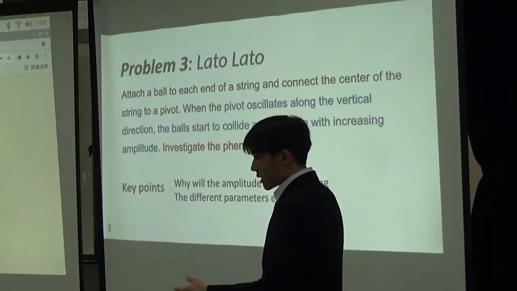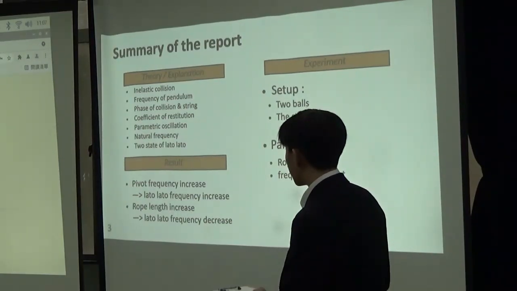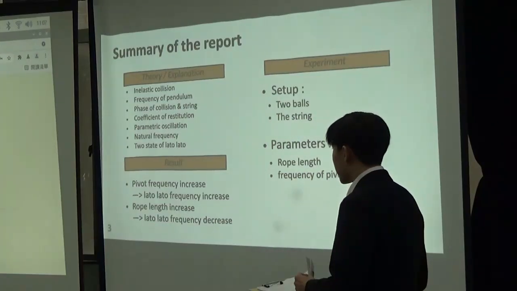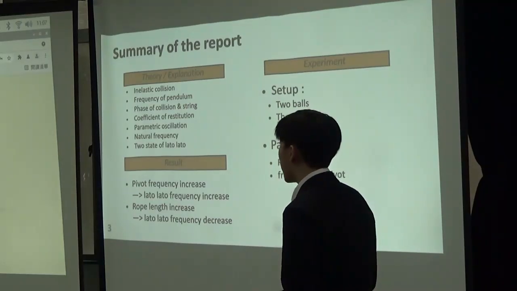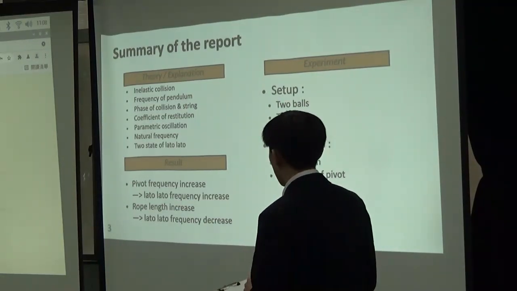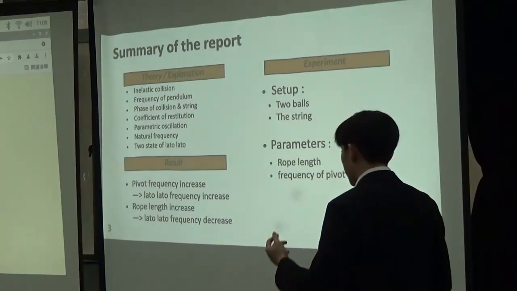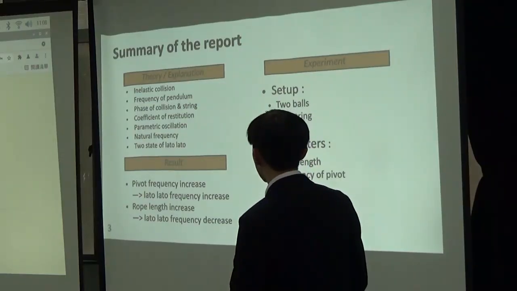First, for the theory of the reporter, they considered an inelastic collision, and they analyzed the different forces acting on the balls, which include the tension from the string and the gravity, and also considered an inertial frame for this system.